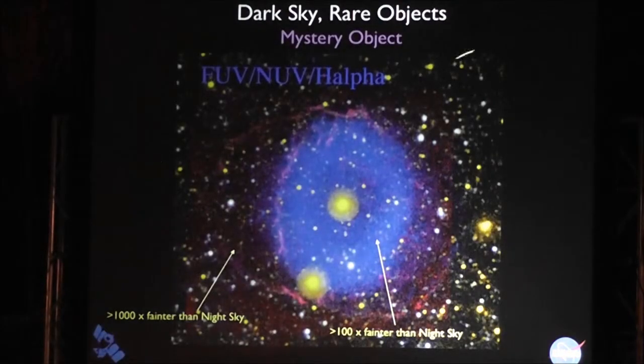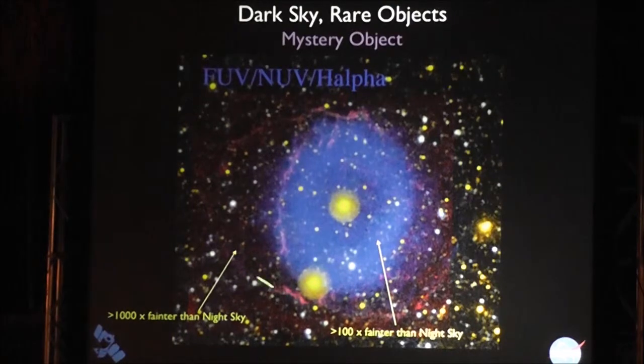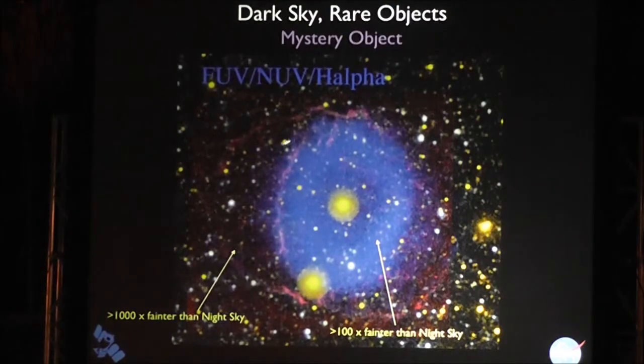We discovered this object with GALEX. It's called the Blue Ring Nebula. We don't know what it is, although we're honing in on it. We have Keck data now. There is this nebula. It radiates only in the ultraviolet.